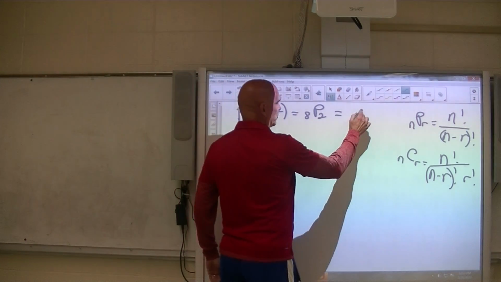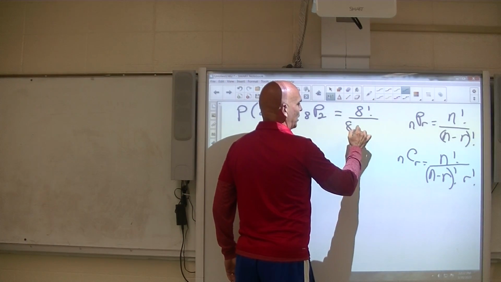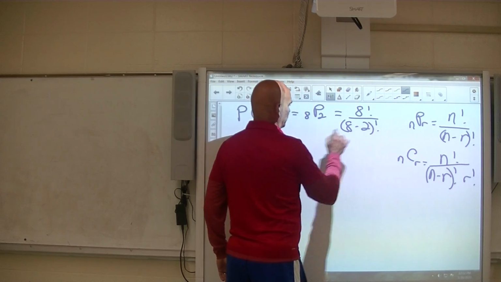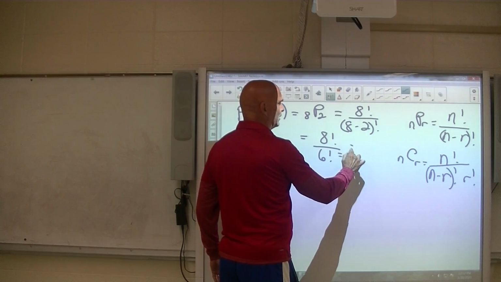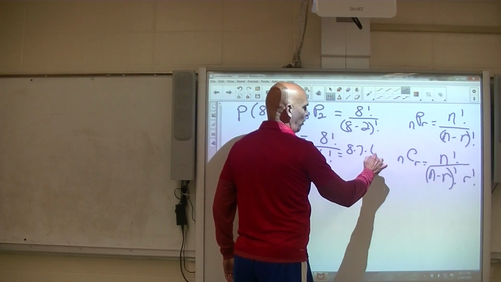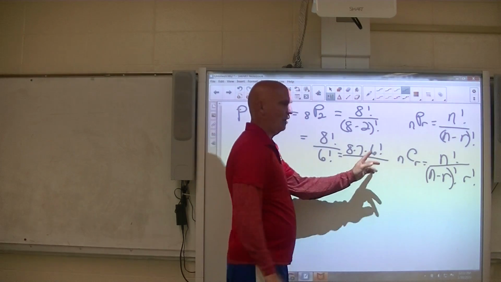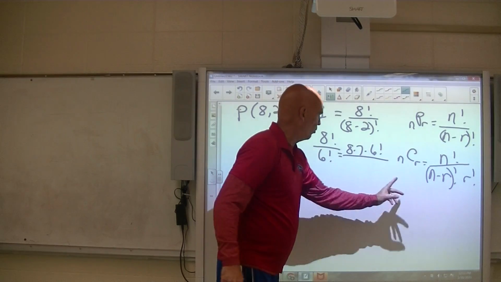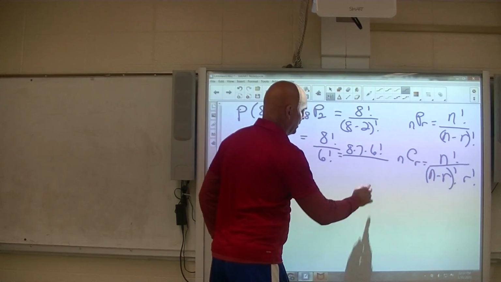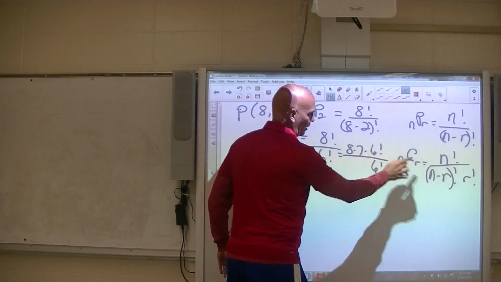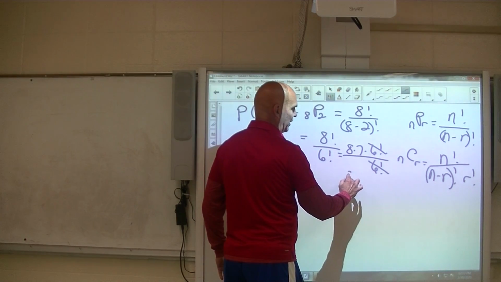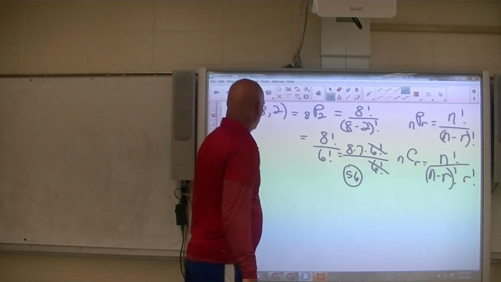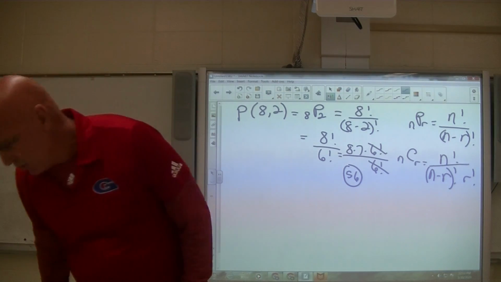But this is permutation, so it's 8 factorial over 8 minus 2 factorial. So this should have been 8 factorial over 6 factorial. And the easiest way to simplify that, instead of going all the way down to 6, 5, 4, 3, 2 and dividing them all out, you just stop right there and say, okay, from here on down, it's exactly the same at the top as it is at the bottom. And so 8 times 7 then is 56, okay? So that's what you should have done for number 12.